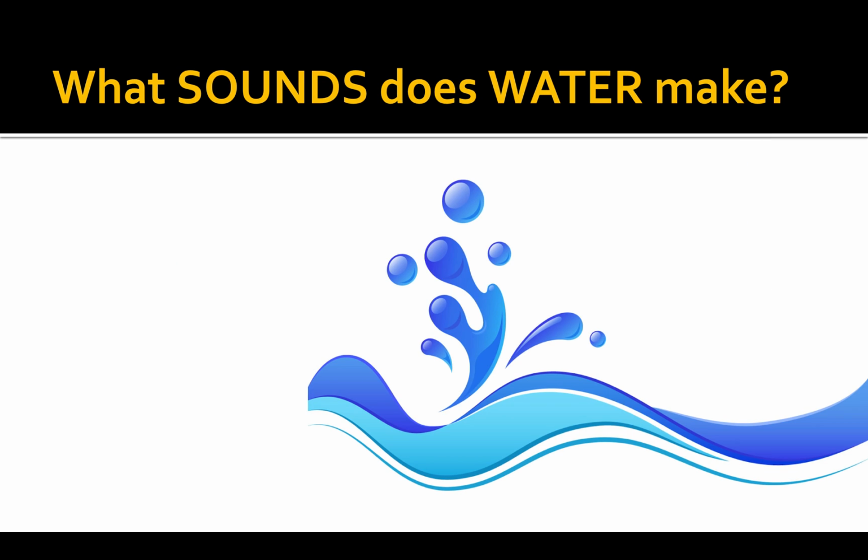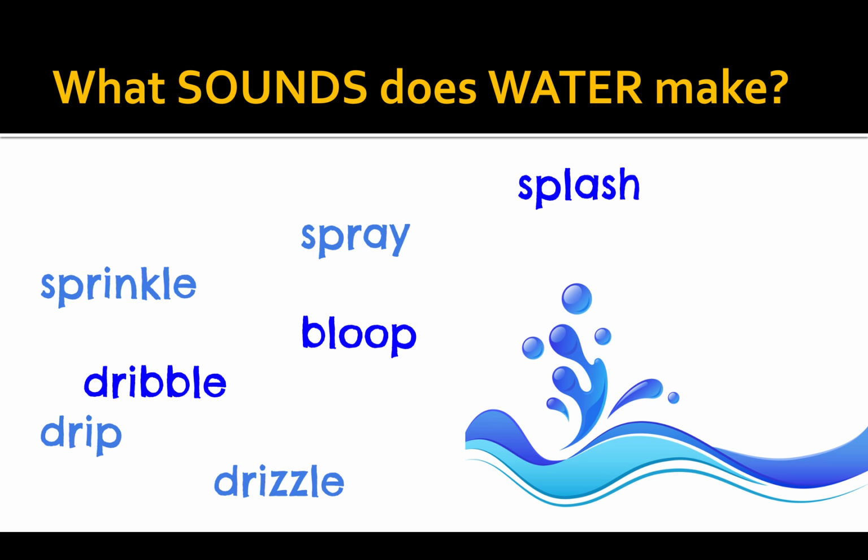Okay, now let's try for water. I'll give you 5 seconds and then I'll move on to my slide. Okay, so here are some onomatopoeias for water. We've got splash, spray, sprinkle, bloop, dribble, drip, and drizzle. Depending on what type of water you're describing, you would choose a different onomatopoeia.